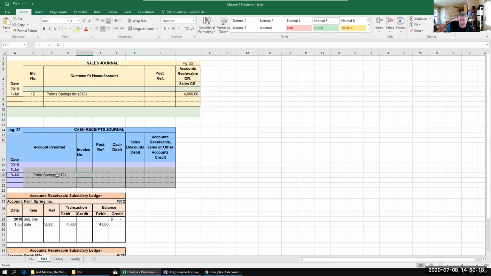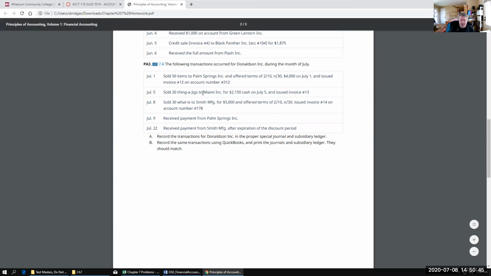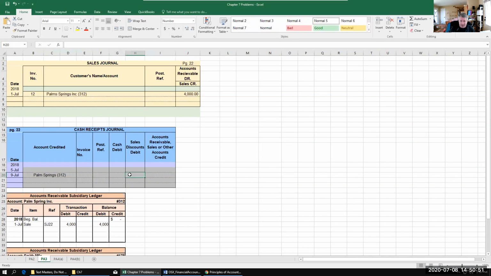And so our posting reference here, we don't have one, but we have the cash debit because we are receiving cash for this, right? But we're also receiving the cash within the 10-day window, so we are going to apply their discount. And if we apply the discount, what was it, 2%? Yes, it was 2/10, so we're going to take 2% off. And so 2% of $4,000, 1% is $40, so 2% was $80. So we know we're going to have a sales discount, and we know we're going to have a cash debit, and then we're going to have the credit here for our accounts receivable.